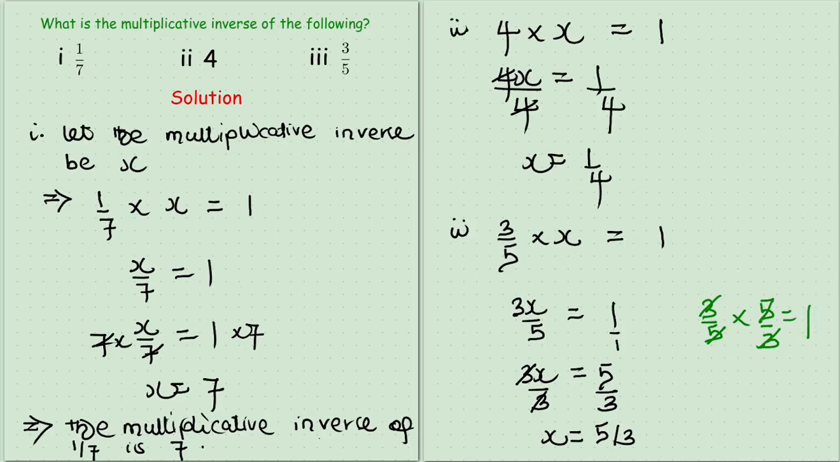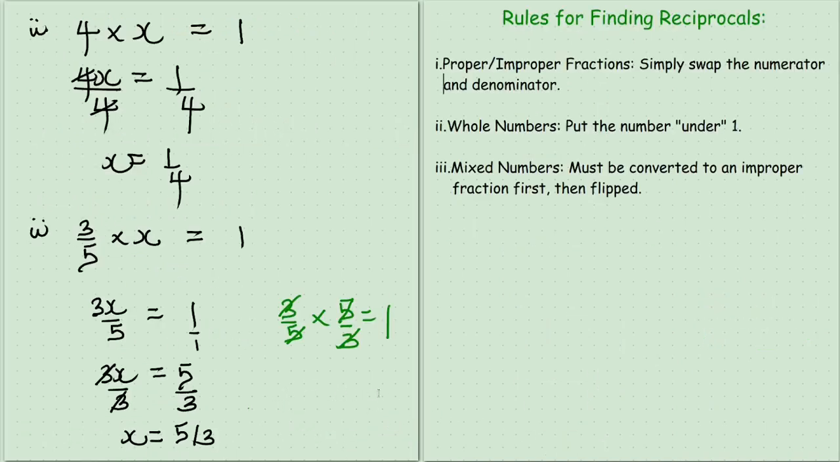Now, with these done, let's look at the rules. They are basic rules that if you understand them, you wouldn't even need to solve as we have done here. You just look at the number and then you'll be able to tell its multiplicative inverse. So to simply put all the calculation we've done in words, and for you to be able to easily determine the reciprocal without solving.